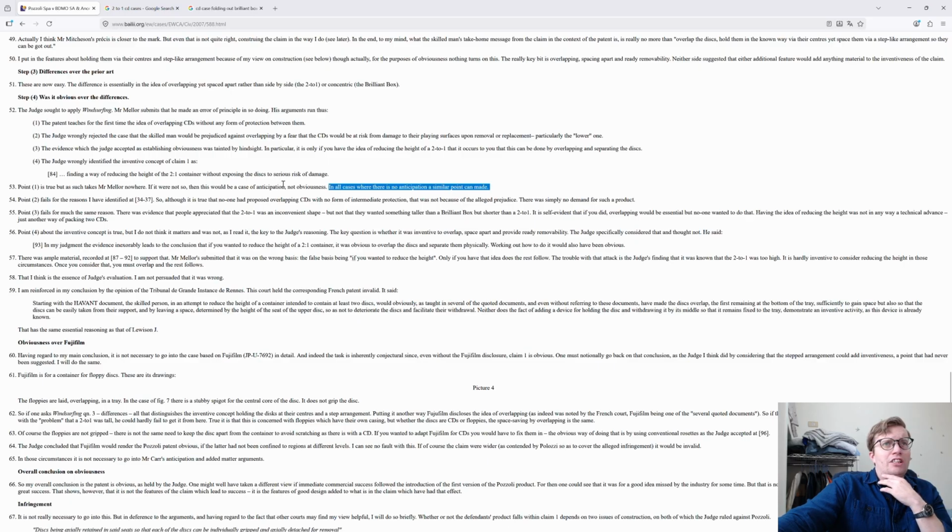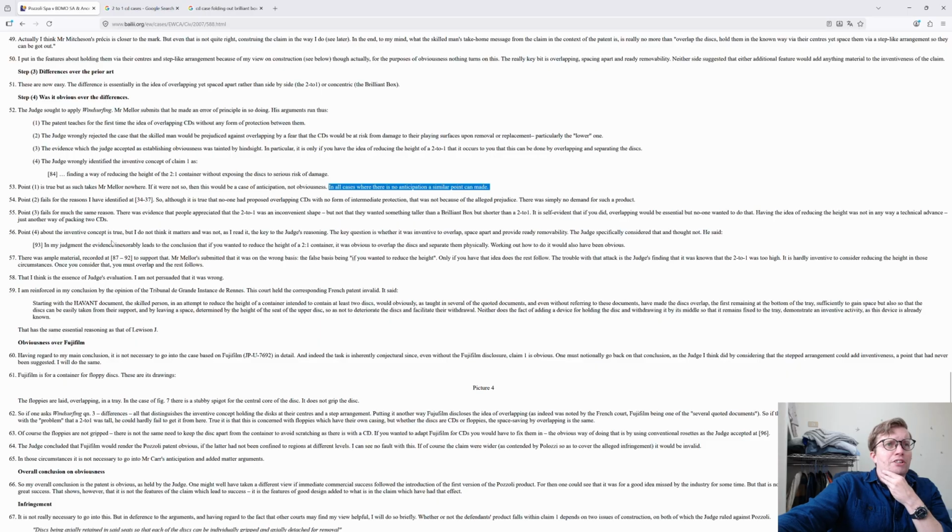Point three, the evidence, the hindsight. So this is saying that the judge used hindsight. There was evidence that people appreciated that 2-to-1 was an inconvenient shape, but not that they wanted something taller than a brilliant box, but shorter than a 2-to-1. It is self-evident that if you did, overlapping would be essential, but no one wanted to do that. Having the idea of reducing the height was not in any way a technical advance, just another way of packing two CDs. So they're basically saying that because there was no need or want for this, it had been considered and no one wanted it.